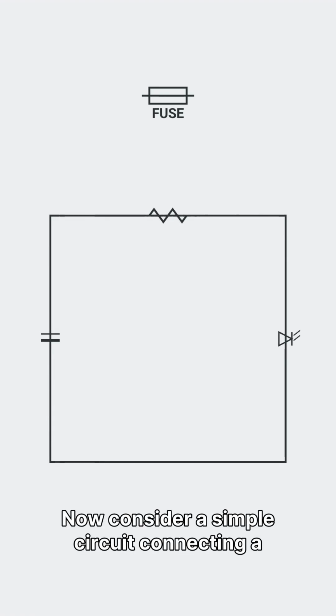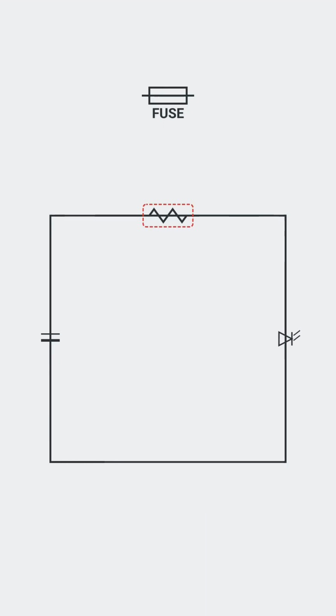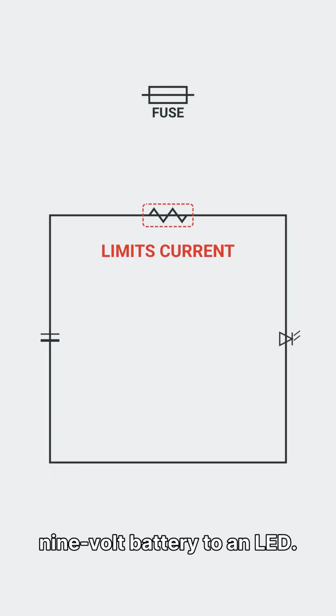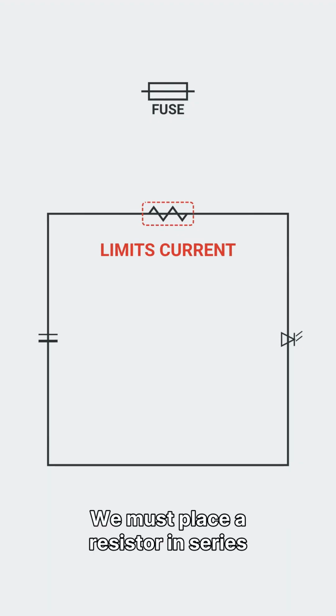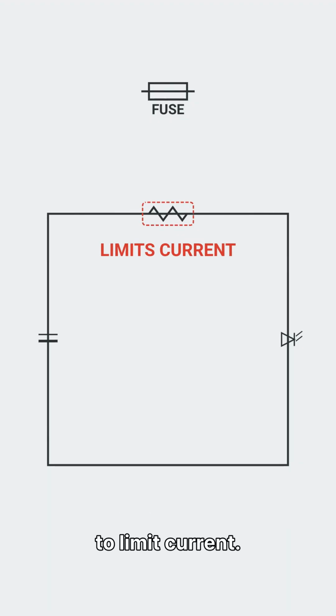Now consider a simple circuit connecting a 9-volt battery to an LED. We must place a resistor in series to limit current.